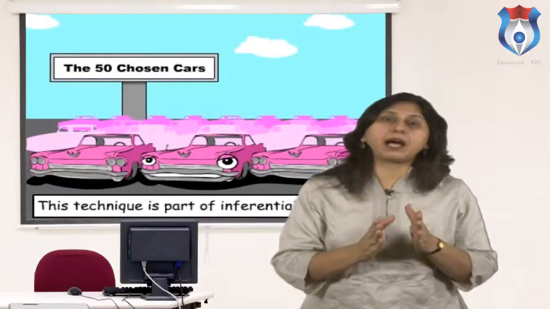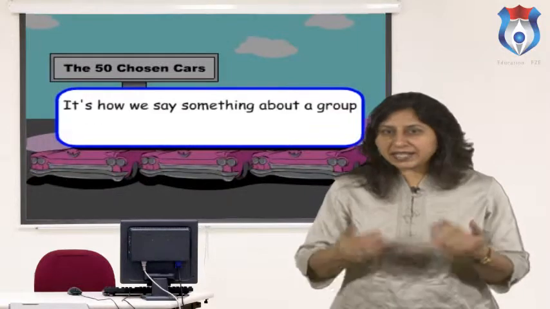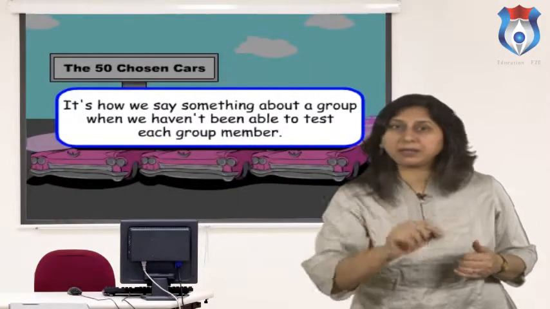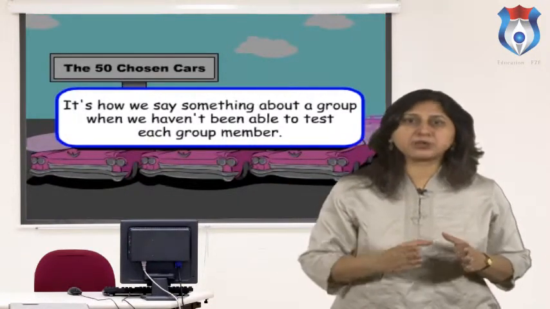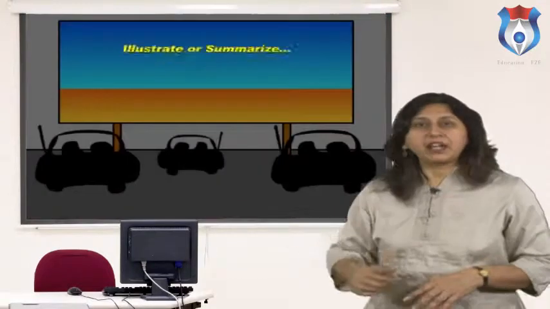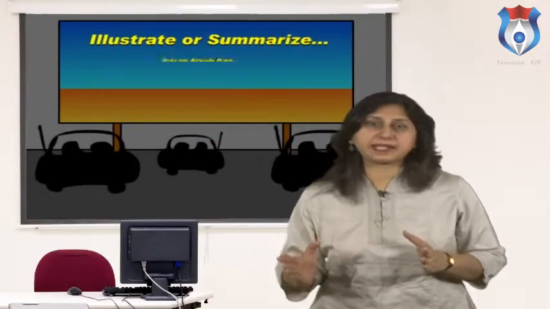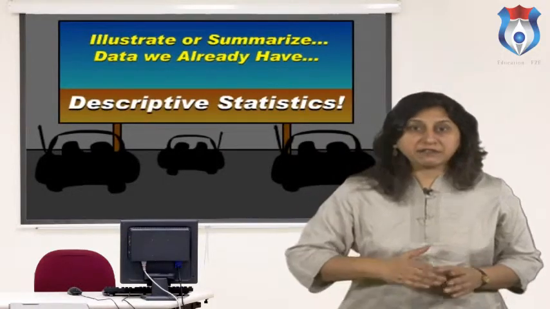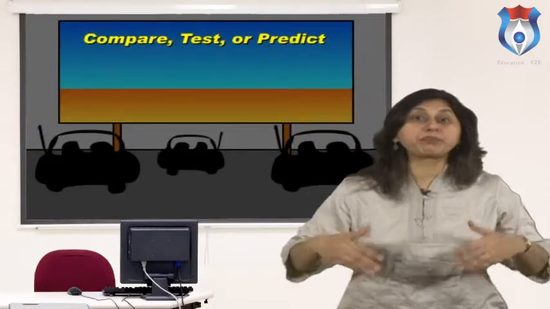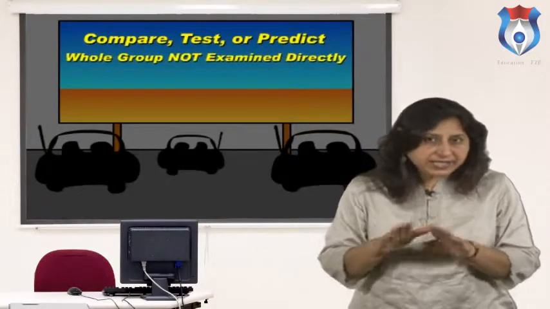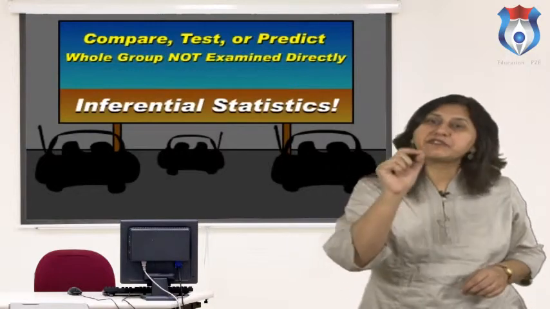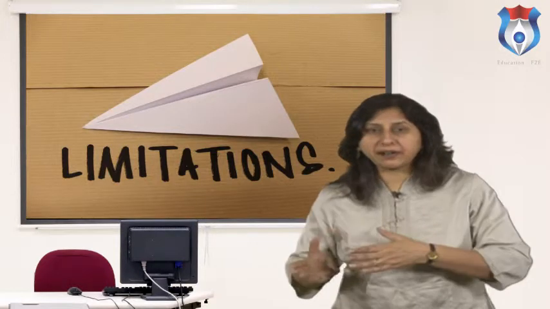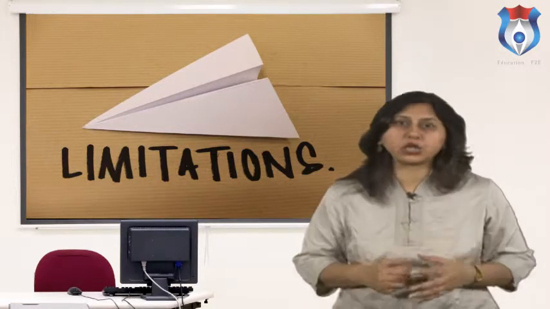This technique is part of inferential statistics. It is how we say something about a group when we haven't been able to test each group member. The big difference between these two divisions is this. When we illustrate or summarize facts about data we already have, we are doing descriptive statistics. When we attempt to compare, test, or predict something about a group we haven't examined directly, we are doing inferential statistics.